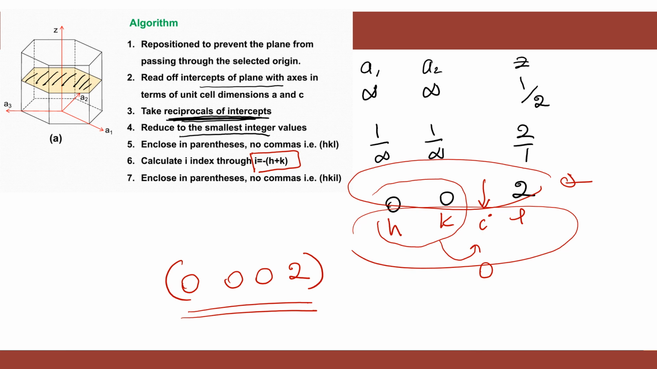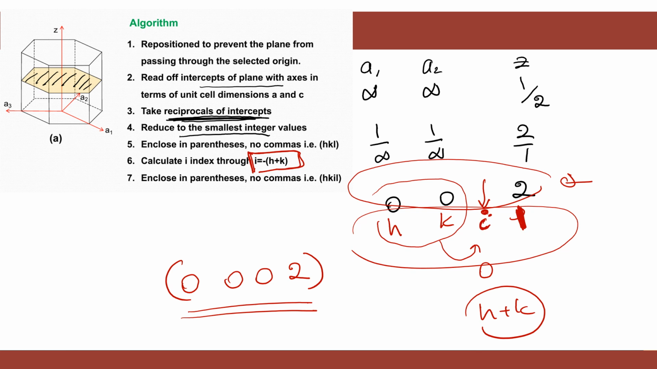Which one? C. Which C? How did you calculate the C? You mean I? This is I. Yes, I is this equation here. H plus K. That means these two added. Yes, H, K, I, L.